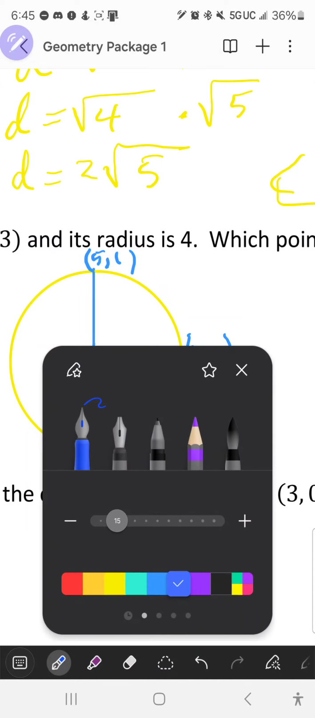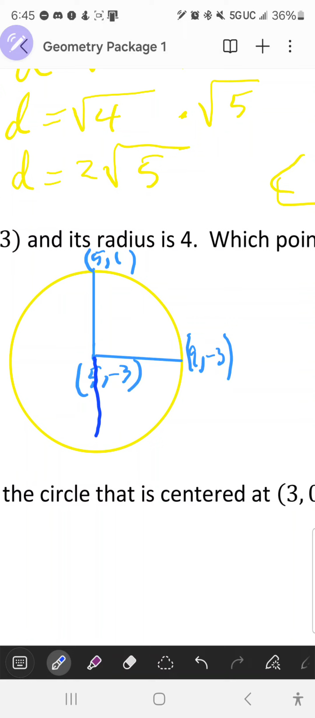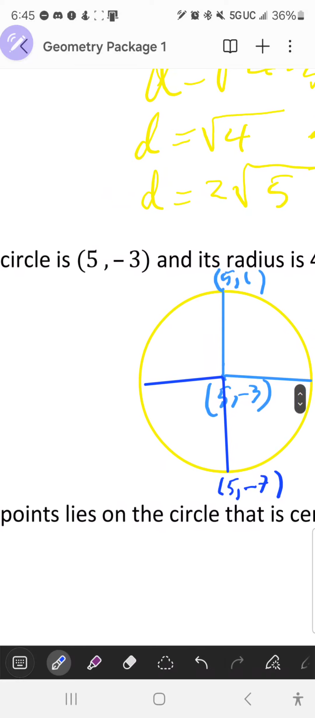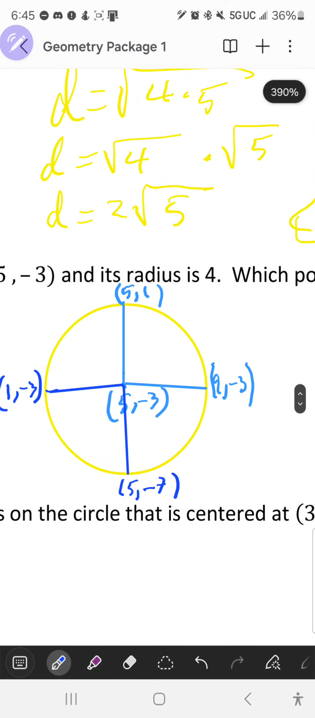Now down. Down, (5, -3 minus 4) is (5, -7). And to the left is 5 minus 4 is 1, so (1, -3). And these are my points.